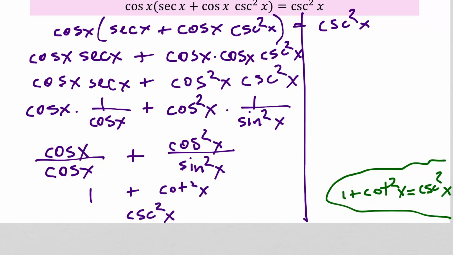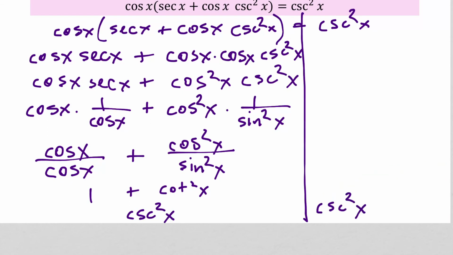Now if I look back to the beginning, I can see that I've completed my proof. So I'm going to write that down at the bottom here. So I've got on the right-hand side cosecant squared of x, and also on the left-hand side cosecant squared of x. So this one is proved.